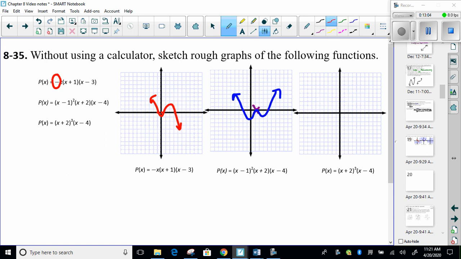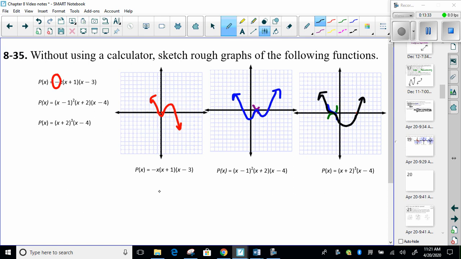And then the last one, that's a 4th degree polynomial. I have a 0 at -2. I have a 0 at 4. And at -2, it is a cubic. So at -2, it's either going to go through this way, or it'll go through this way. Just depends. So when I draw this, it has a positive orientation, therefore it comes through here. Comes through, makes that cubic shape, and then goes back up.